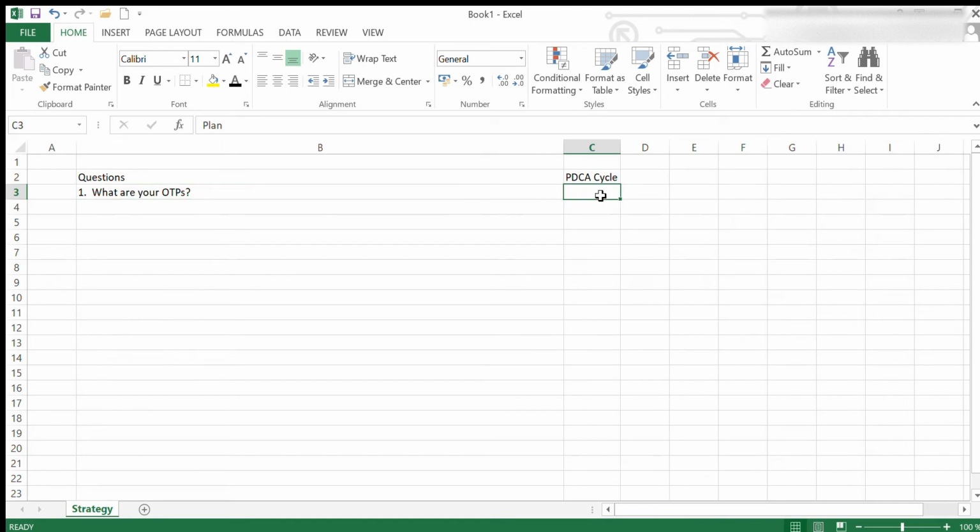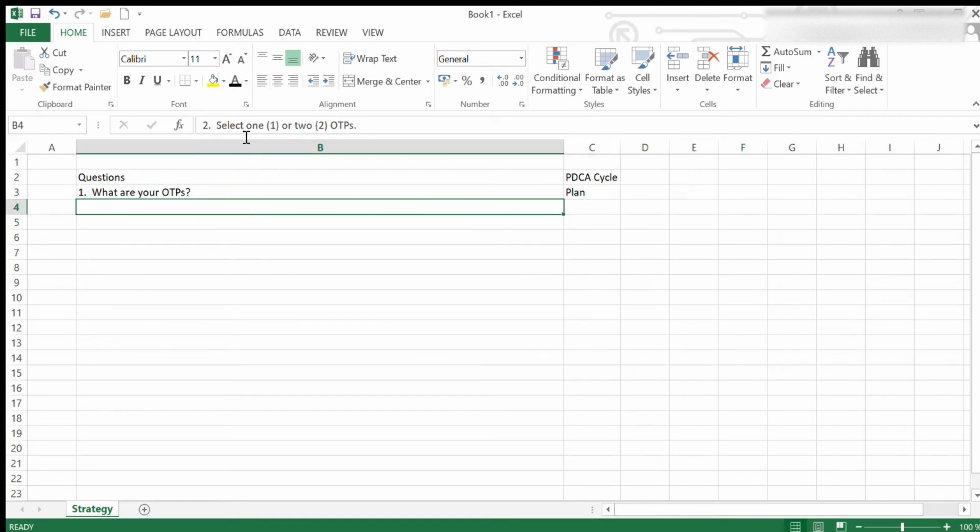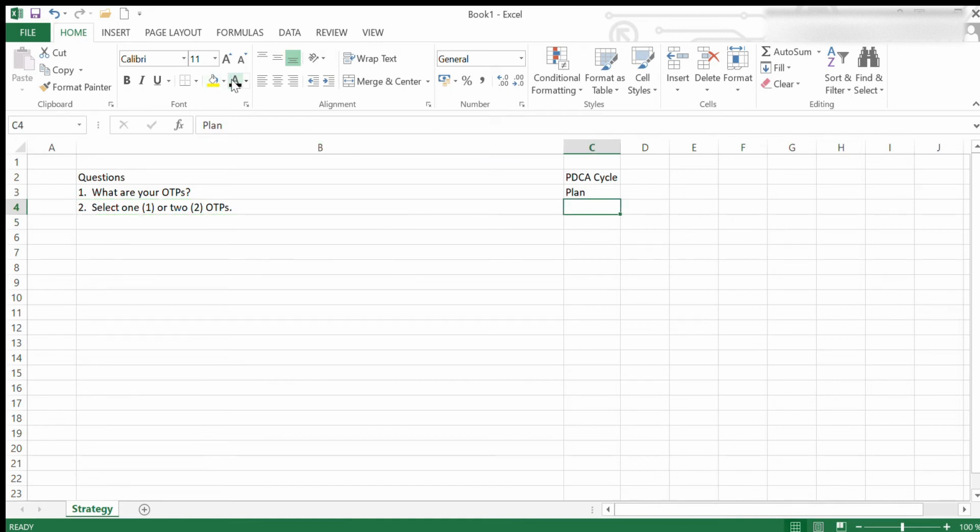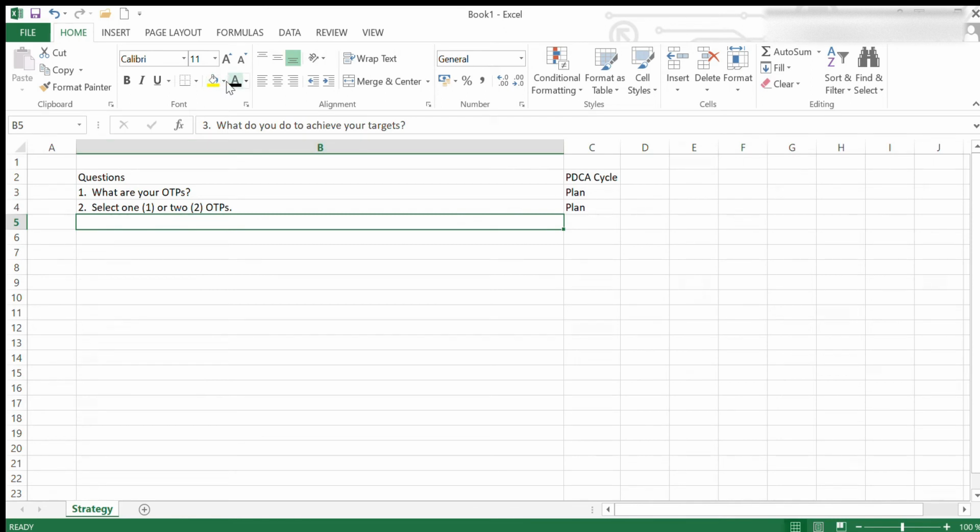Then that would cover the PDCA cycle, which is plan. So this is the planning part. Next, you select one or two OTPs. For example, let's choose the target of the company focusing on prevention of fall accidents. This will still fall under the plan portion of the PDCA cycle.